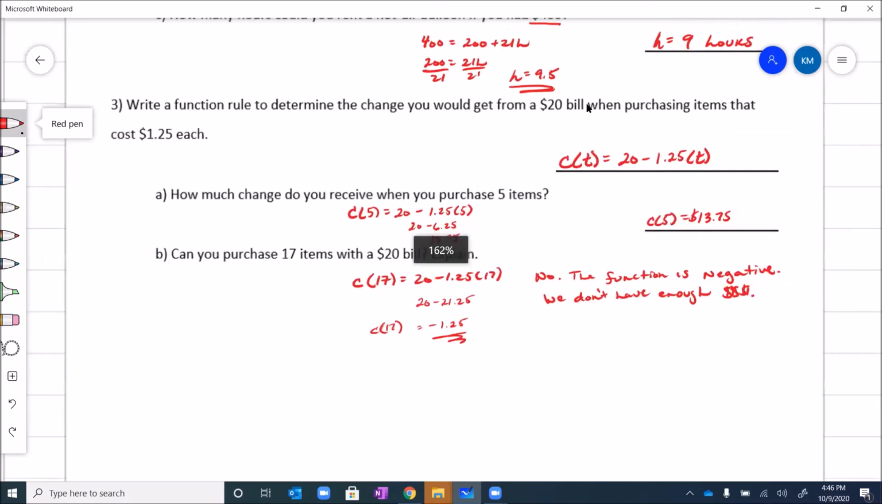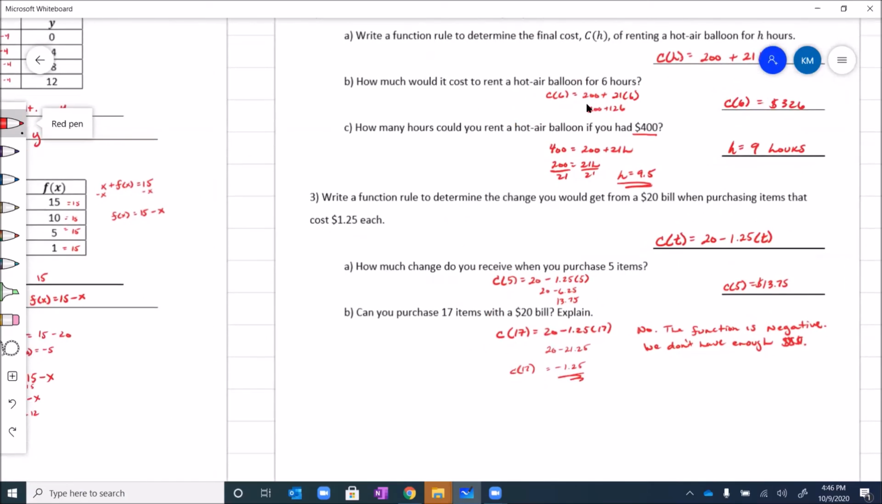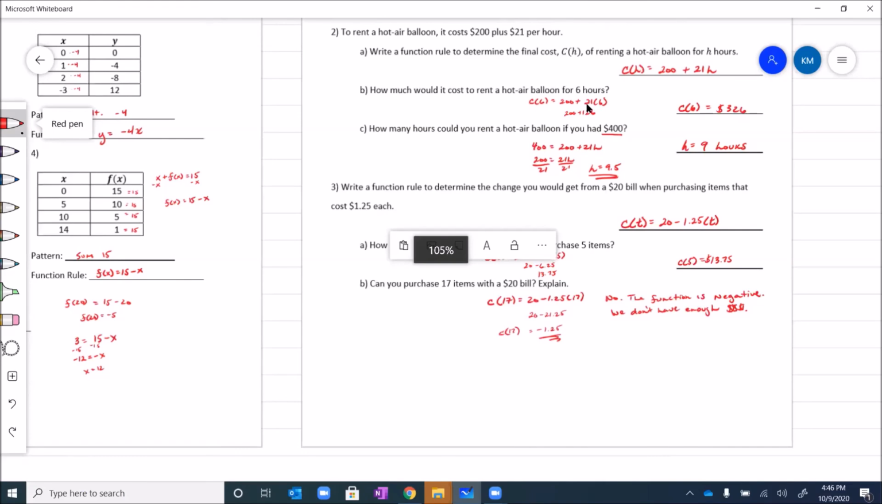Using function rules, whether we're given a table or given a situation. All right, and that's our chapter. Look at us. We got through it. Okay, so I'll see you, and I'll see you.